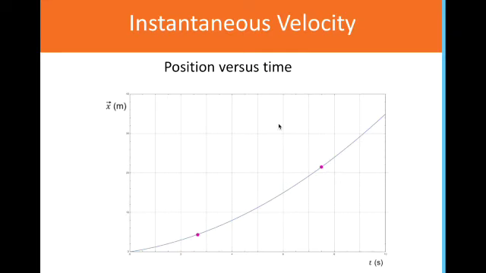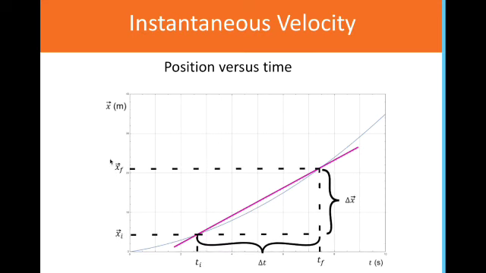If we have this position versus time graph, and we choose two random positions on it, and we draw a line through them, then we have some final position and some initial position along this position curve, and that gives us a displacement, a change in position, and also a change in the time interval, with the final time, the initial time, the final position, the initial position.